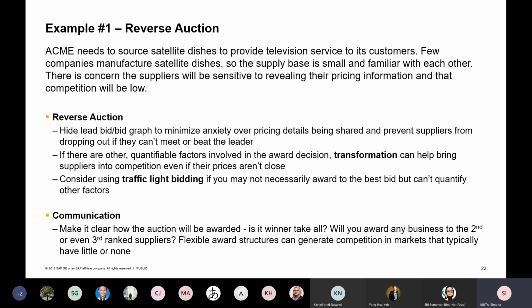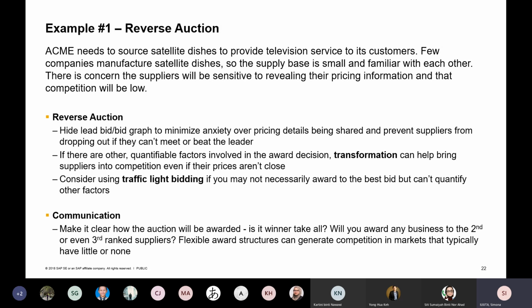Few companies manufacture these satellite dishes, so the supply base is small and familiar with each other, so they know each other. There is concern the suppliers will be sensitive to revealing pricing information and that competition will be low. So what do we do? We decide to do a reverse auction because we have a small supply base, but we will hide the lead bid and the bid graph to minimize the anxiety over pricing details being shared and also prevent suppliers from dropping out if they cannot beat the best leading bid.